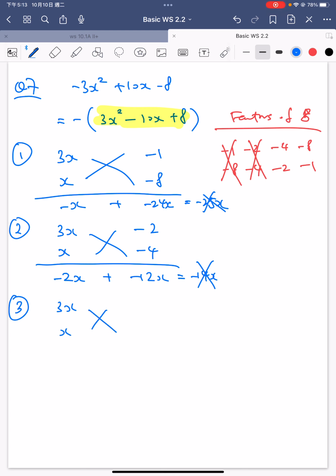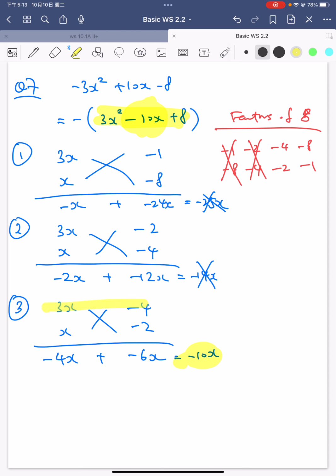3x times x, crossed with negative 4 and negative 2. So 3x times negative 2 will give you negative 6x. x times negative 4 gives you negative 4x. You plus them together, you will get negative 10x. Alright, you got the answer here, negative 10x. We got this negative 10x here, isn't it? So which means that 3x minus 4 and x minus 2 are going to be the factors of it.